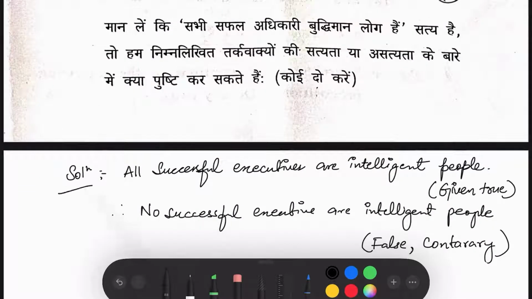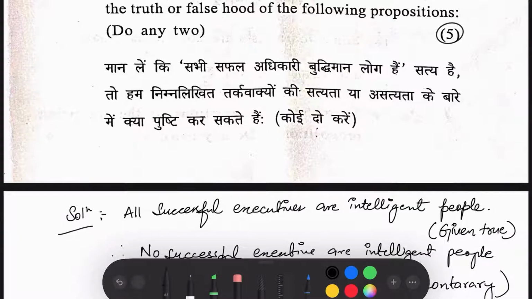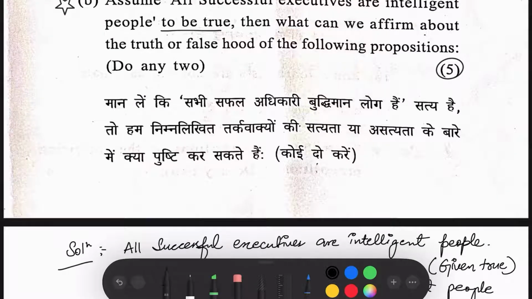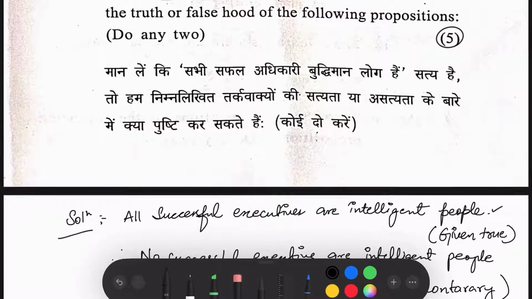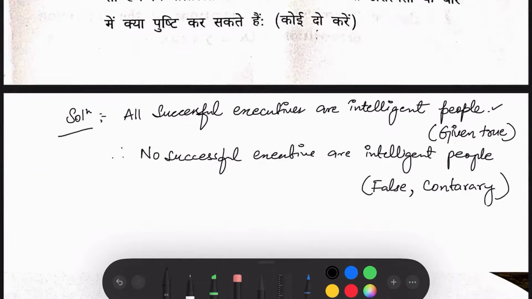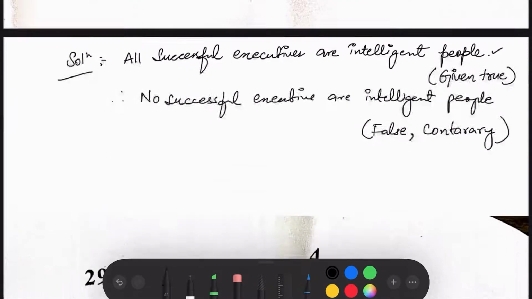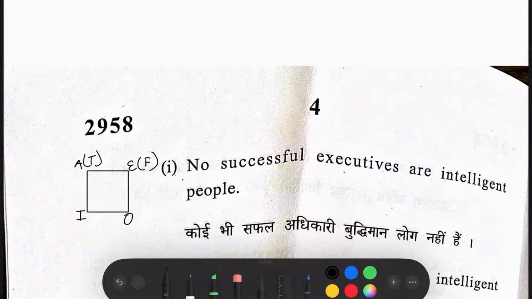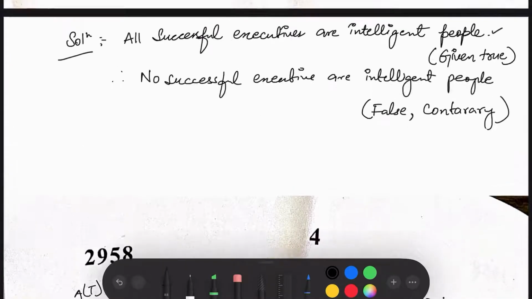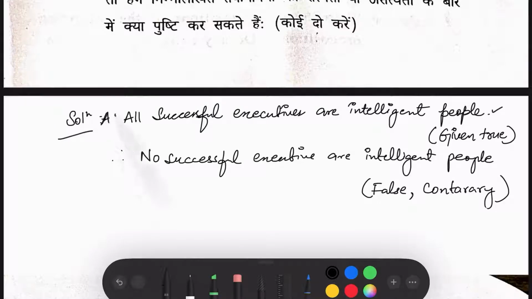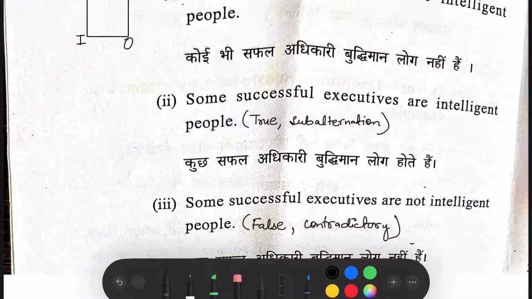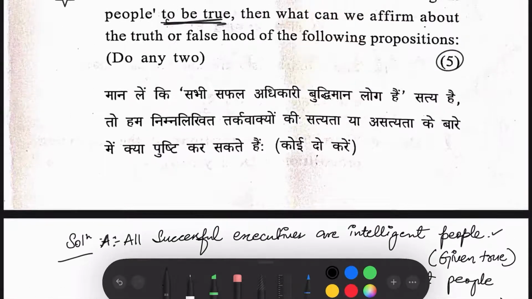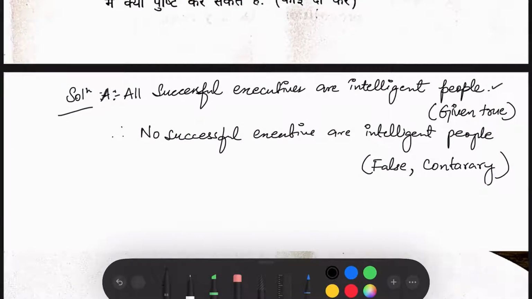While writing the solution, first as it is you have to write the first part: all successful executives are intelligent people. As it is you have to write, and this is already given true. Now the question is: no successful executives are intelligent people. So this is an A proposition and this one is an E proposition.